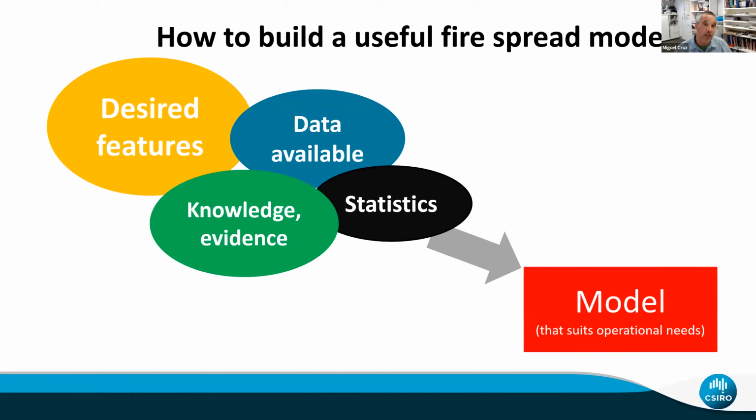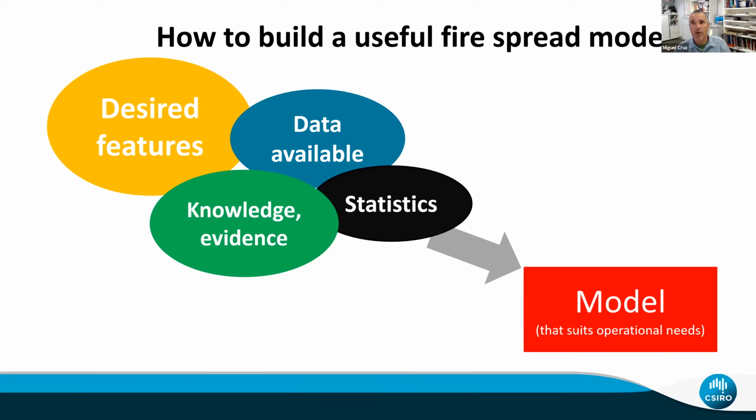Normally, when you do a lot of this fire spread modeling, we have data available, we apply statistics, and you get a model, right? That is a model that is an image of the data that's being used. With this work, we felt we needed something different. In the background, we have all these desired features. Some of them are not in the data available to explore through a statistical analysis.